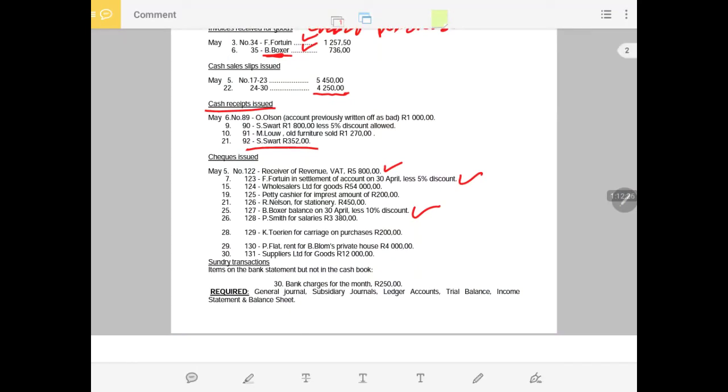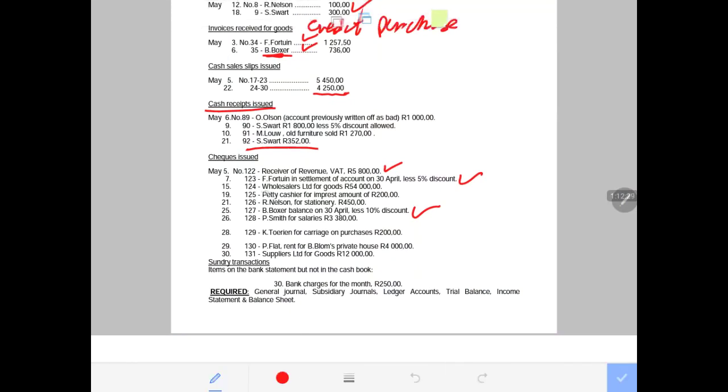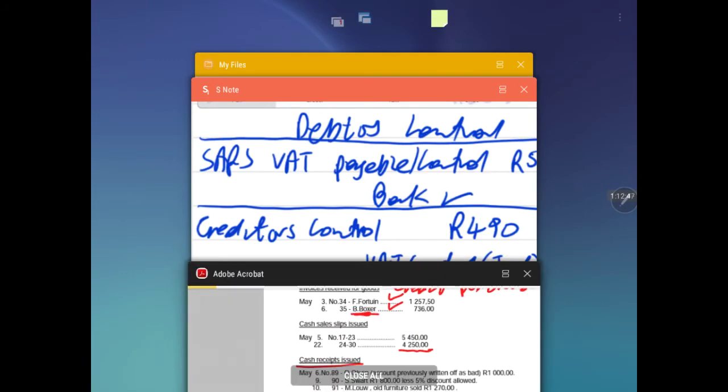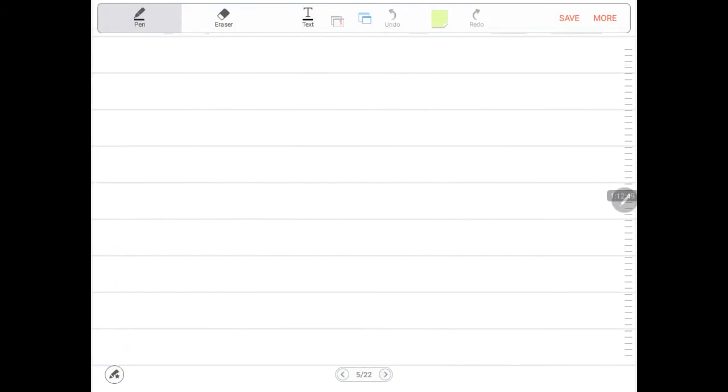We come to this other date, where Wholesale Ltd for the goods 54,000, meaning we paid Wholesale Ltd for goods. And remember, these are cheques, meaning we bought inventory for cash using our cheque. 54,000 was our purchase. So now what do we debit? We go to the next page. We debit our purchases. Then we have our VAT control, which is input VAT.